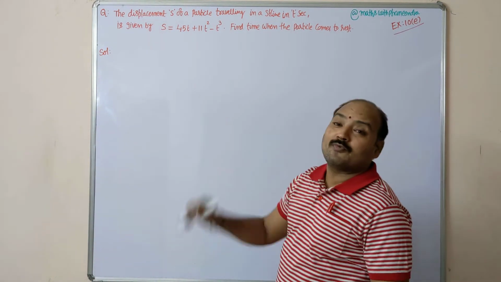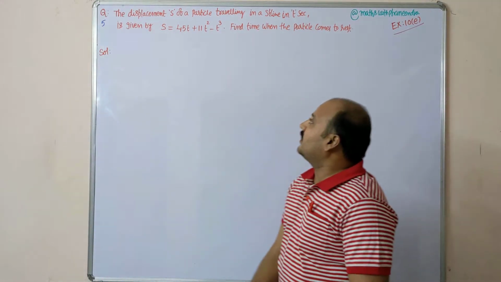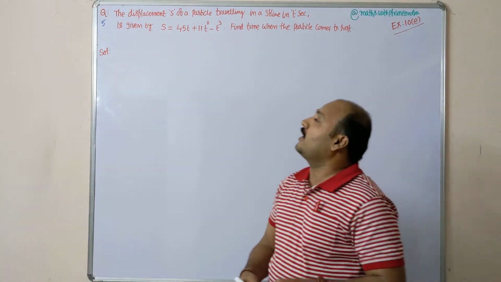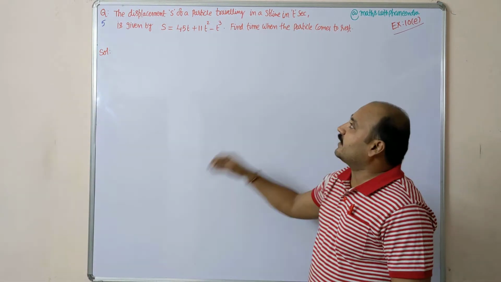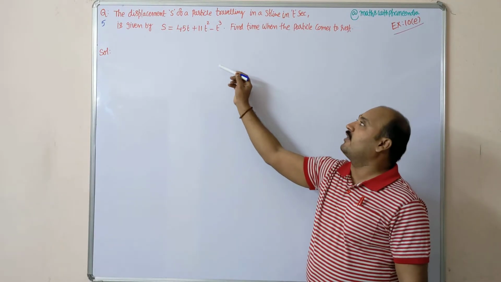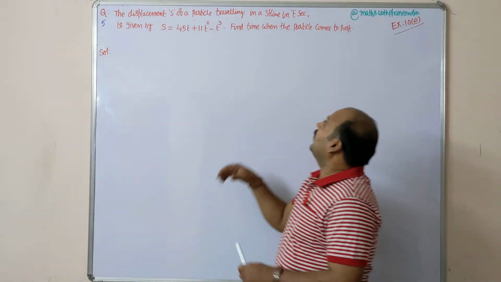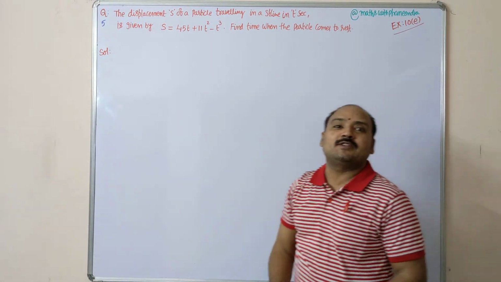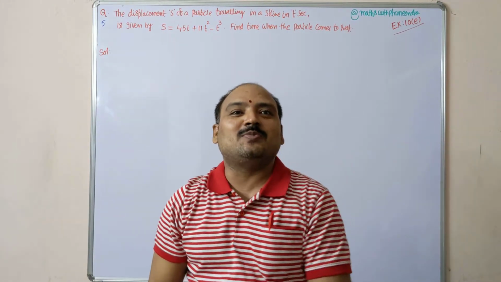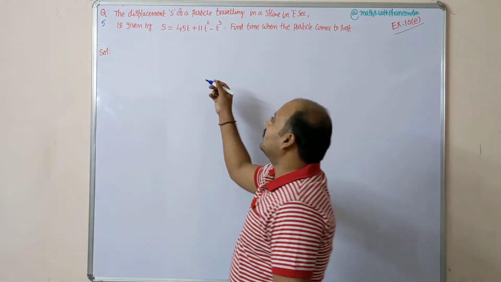The next question, question number 5, it is in the first bit. The displacement s of a particle traveling in a straight line in t seconds is given by s equal to 45t plus 11t square minus t cube. Find the time when the particle comes to rest. When the velocity goes to be 0, then the particle comes to rest. So that information is important here.